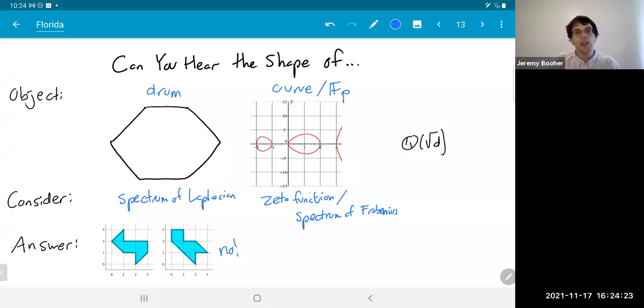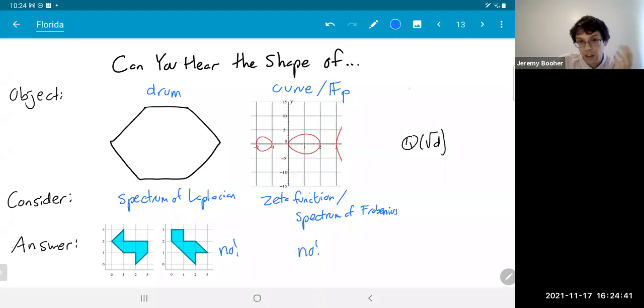So can you hear the shape of a curve directly? The answer is no. We had an example earlier where we had two isogenous elliptic curves. They always had the same number of points mod p, therefore they had the same zeta function and the same spectrum of Frobenius.